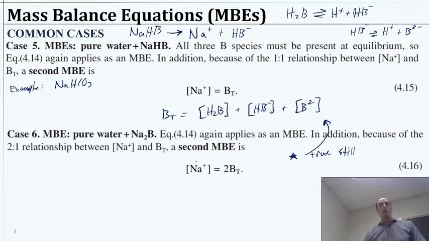Okay. Regardless, though, for our mass balance, this is Na2B. We can set 2 times B total equal to the sodium concentration, or of course we could write this as B total equals the sodium concentration divided by 2.